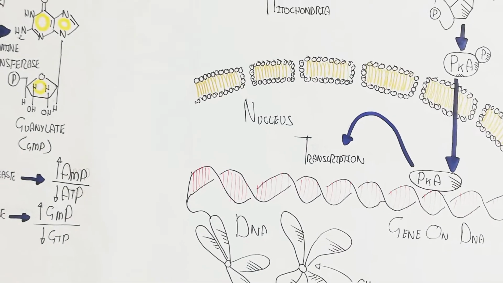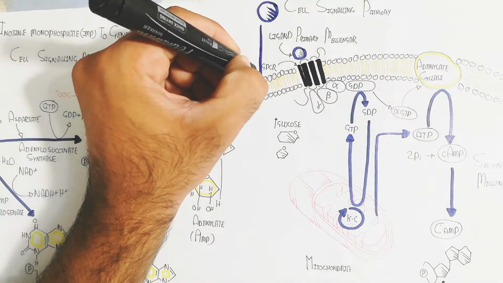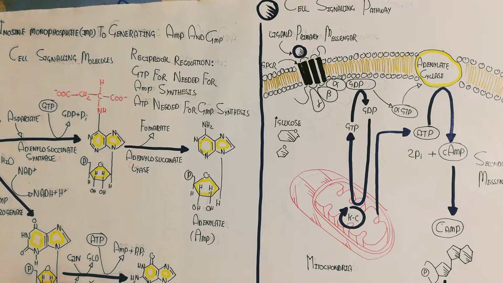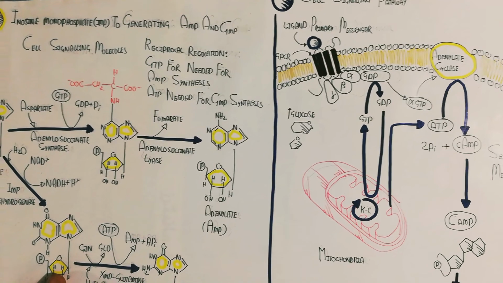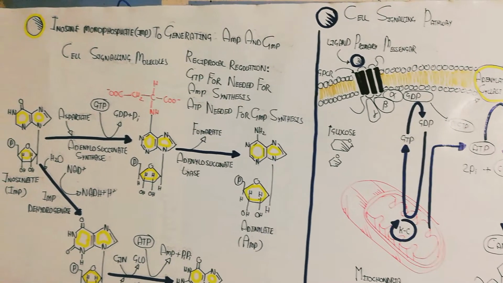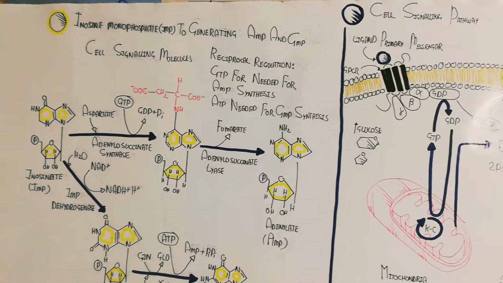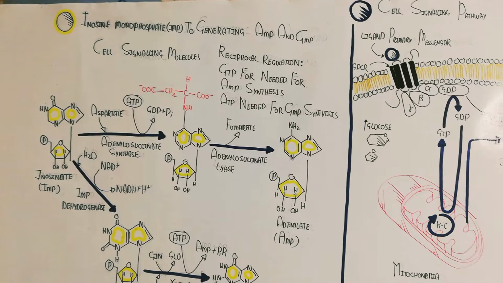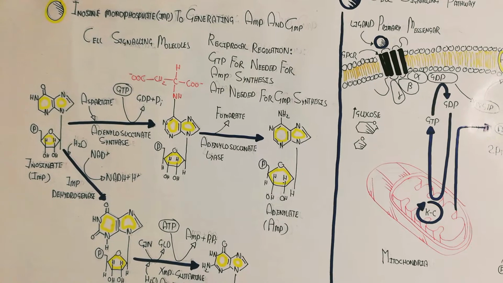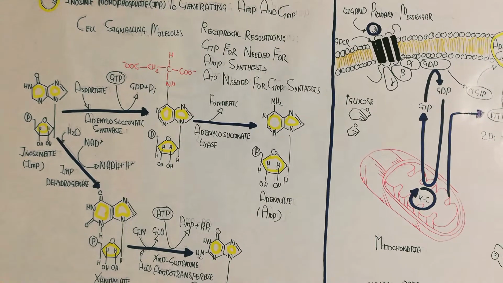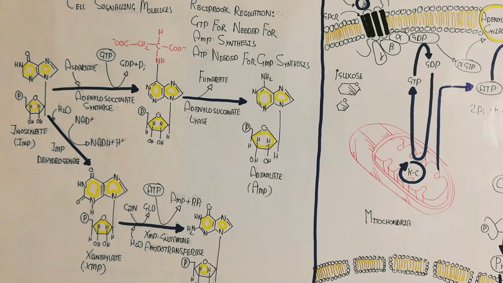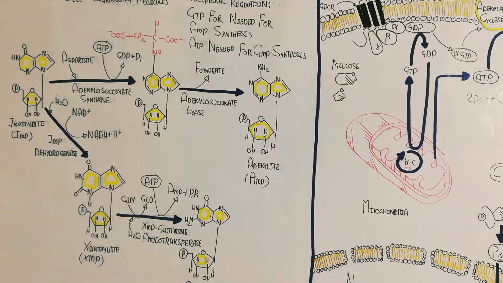So in this video we have discussed how inosine monophosphate generates AMP and GMP, and how the cell signaling pathway works. AMP is converted to cyclic AMP by the enzyme adenylate cyclase, so it becomes an intracellular secondary messenger, while the extracellular ligand is, for example, epinephrine, glucagon, insulin, or another hormone.